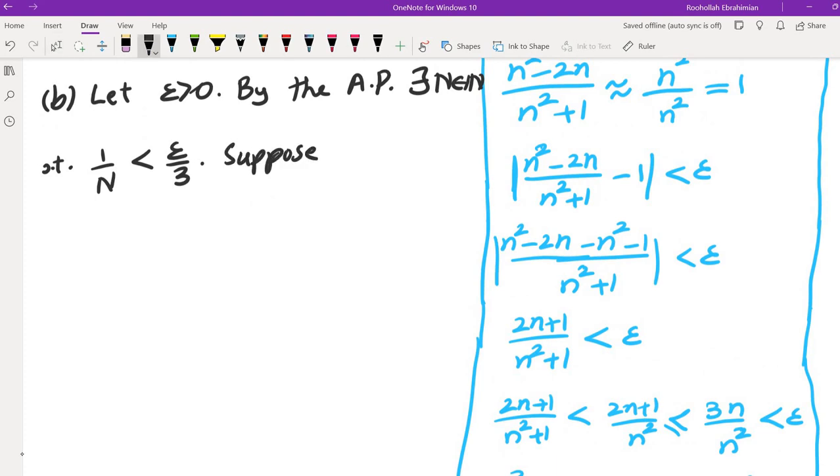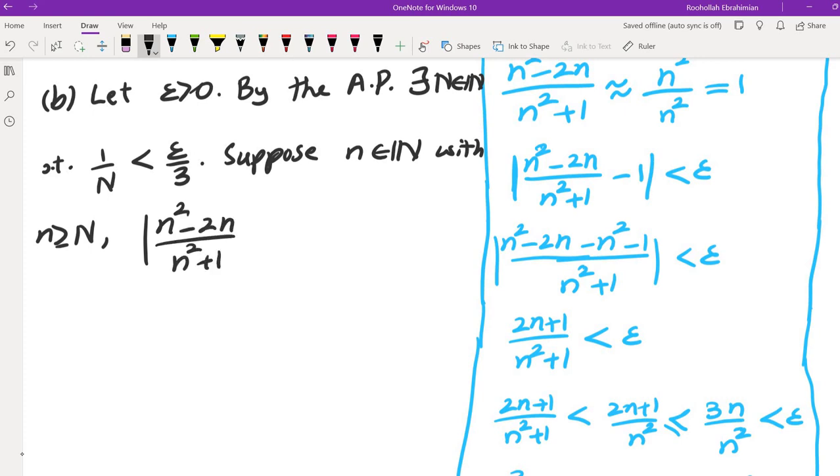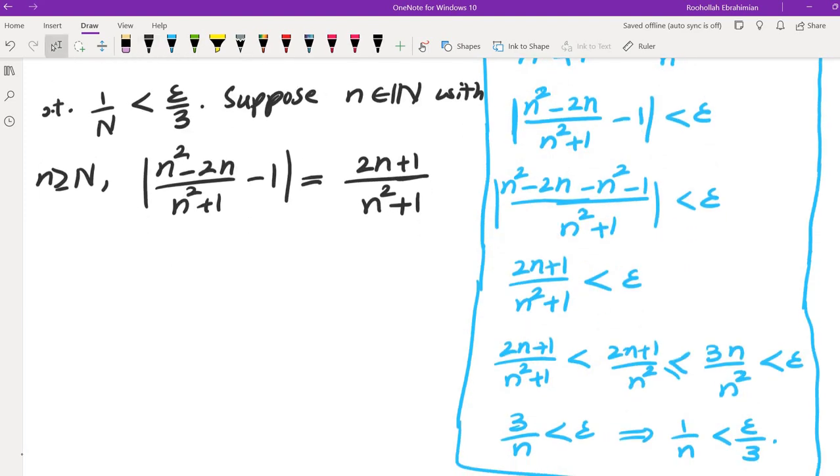Now, suppose n is a natural number with n greater than or equal to N. We're going to take the absolute value of the difference between this sequence and 1. Take the common denominator, we get 2n plus 1 over n squared plus 1. That's just a little bit of algebra, nothing surprising. So we're going to replace the numerator 1 by n to make it larger, and drop the 1 in the denominator to n squared. So this becomes 3 over n.